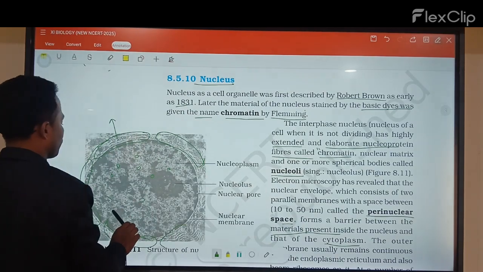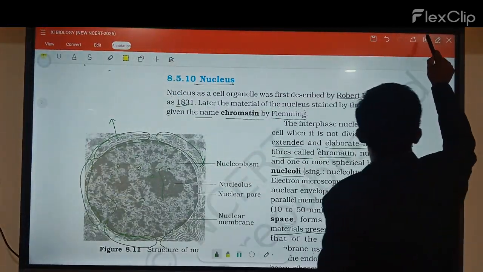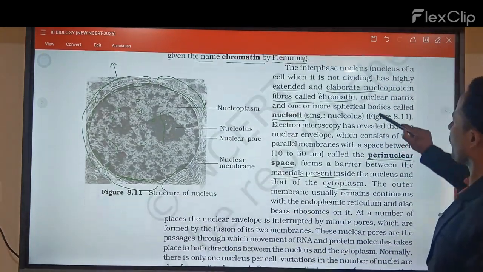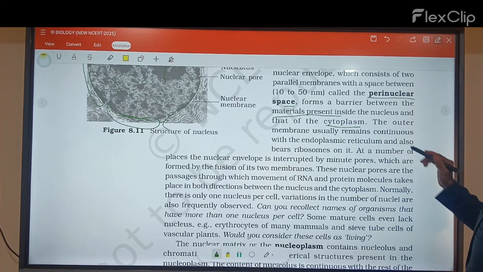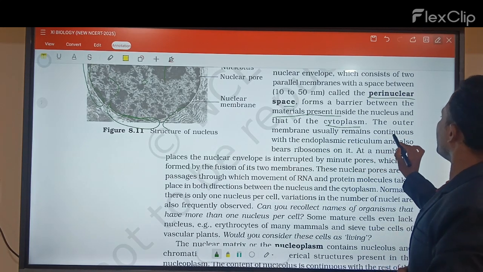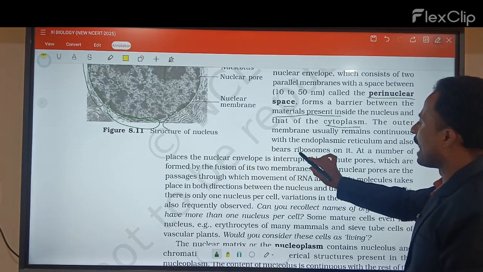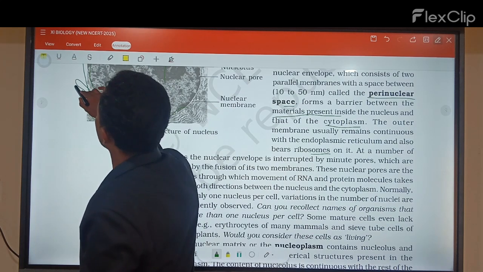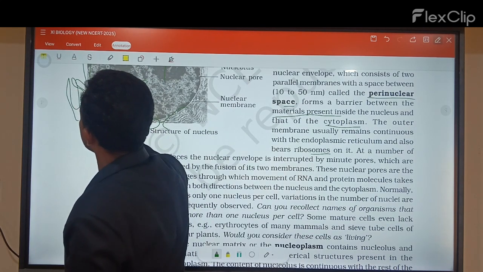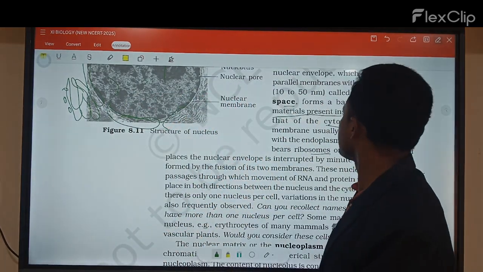So outside it, the cytoplasm is present. The outer membrane is usually continuous with the endoplasmic reticulum, and it also has ribosomes on it. On the outer surface there is some endoplasmic reticulum, and that endoplasmic reticulum also has ribosomes present.